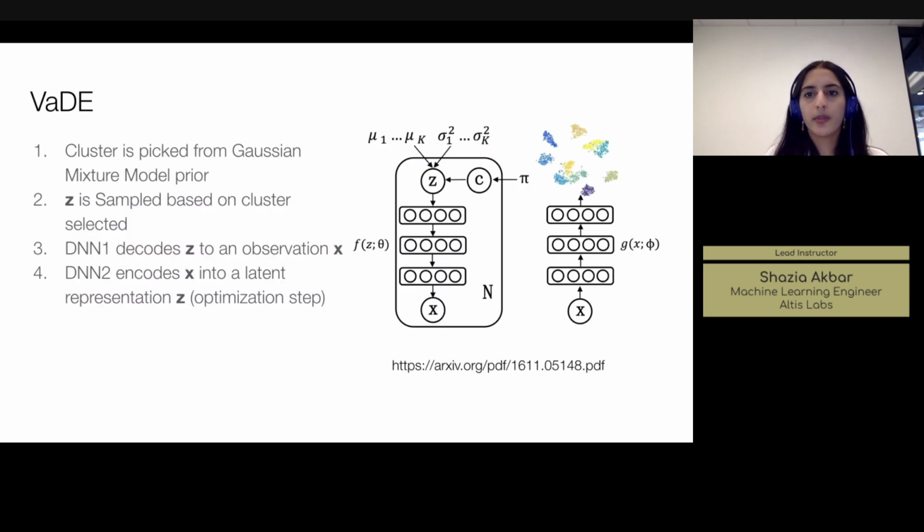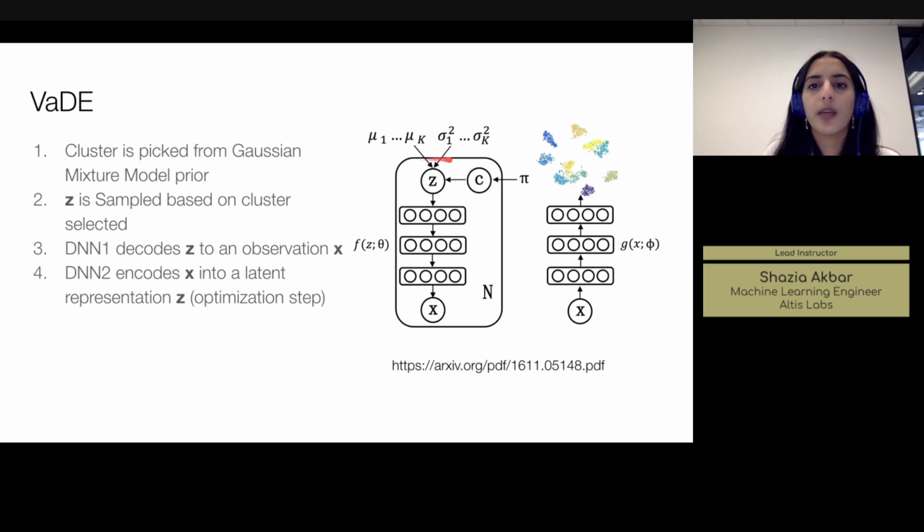So how does VaDE work if we go through it in a little bit more detail? I'm going to go through this back to front, and the reason I do this is because this is the way the authors showcase this algorithm. It just makes a lot more sense to talk about the decoder first and then the encoder. So first, a cluster is picked from our Gaussian mixture model, which you saw earlier. And then our Z encoding is suddenly not just dependent on the mean and variance from our unit Gaussian representations, but also on the selected cluster as well.